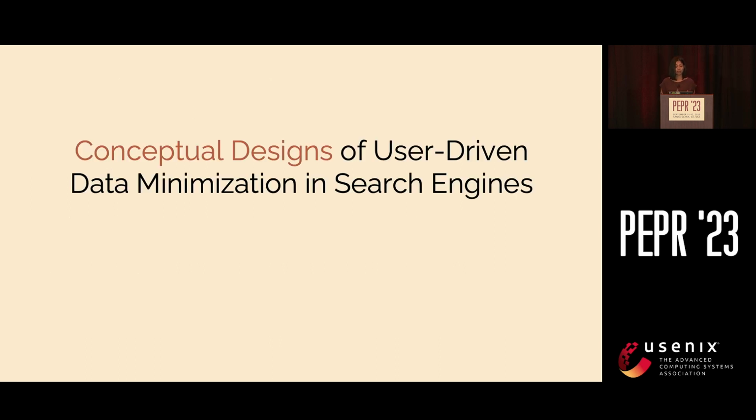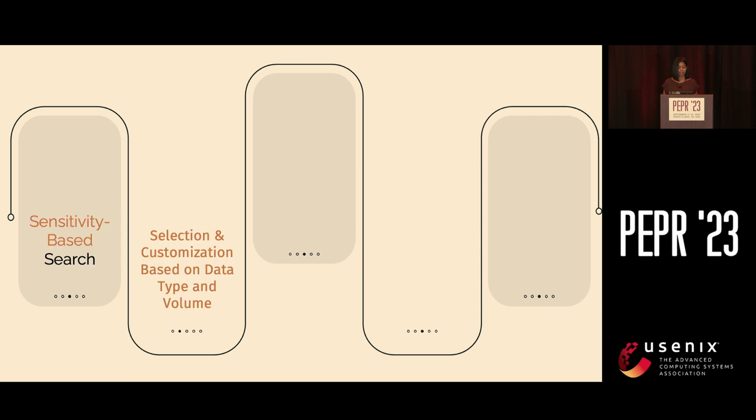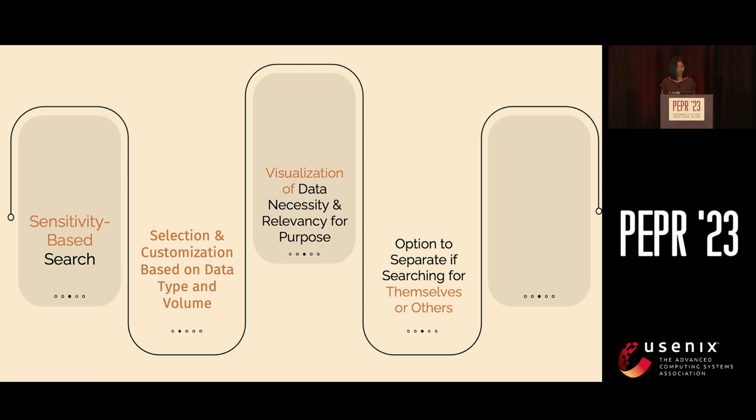Now, there are some conceptual designs from users on data minimization for search engines. Mainly five design themes came up, which were closely related to previously considered decision-making factors. One is sensitivity-based search, selection and customization based on data type and volume, visualization of data necessity and relevancy for purpose, an option to separate if searching for themselves or others, and the other is a proper consent mechanism. So I'll go over the first four because the fifth one is well studied in the literature.